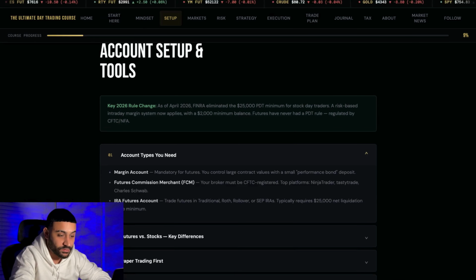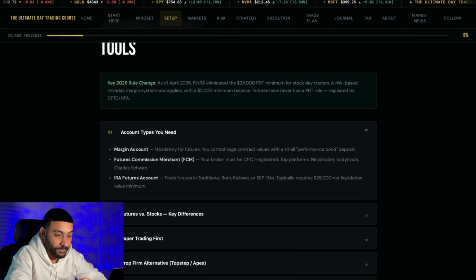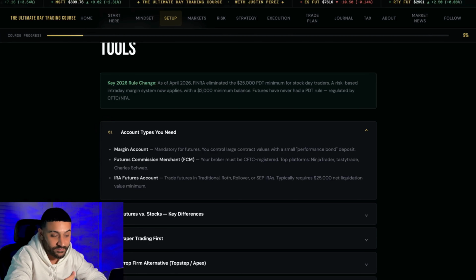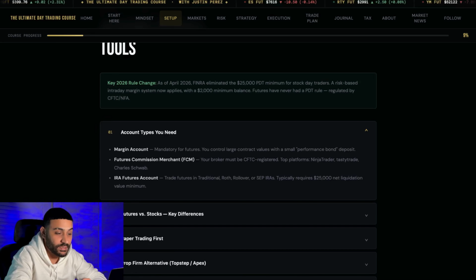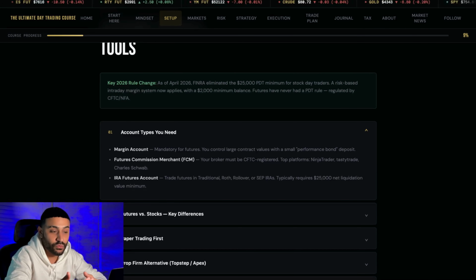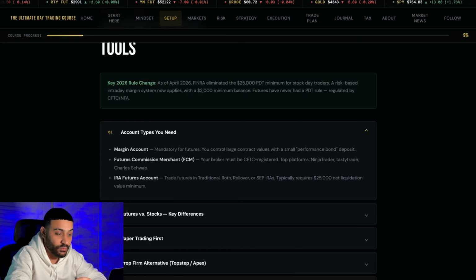What account types do you need? You have a margin account, which is mandatory for futures. You control large contract values with a small performance bond deposit. Futures commission merchant, also known as FCM. Your broker must be CFTC registered. Top platforms like NinjaTrader, Tasty Trades, Charles Schwab. These are reputable and regulated prop firms or brokerages.